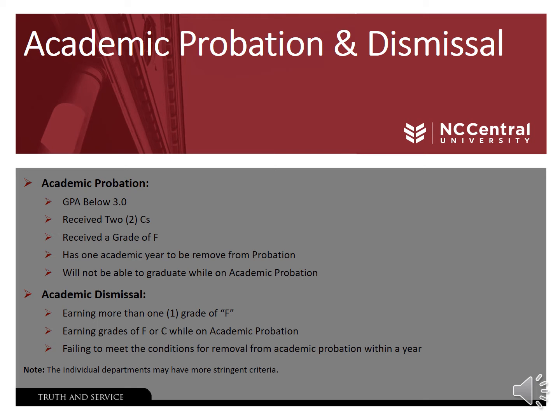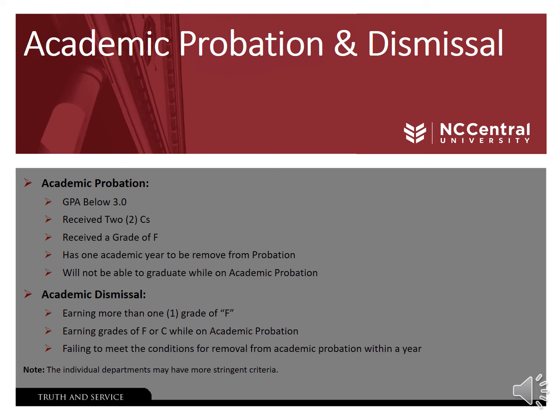2, when graduate students earn 2 grades of C, they will be placed on academic probation even if their GPA is 3.0 or better. They must repeat at least one of the courses and earn a B or better grade in order to be removed from academic probation. And third, when graduate students earn a grade of F, they will be placed on academic probation.